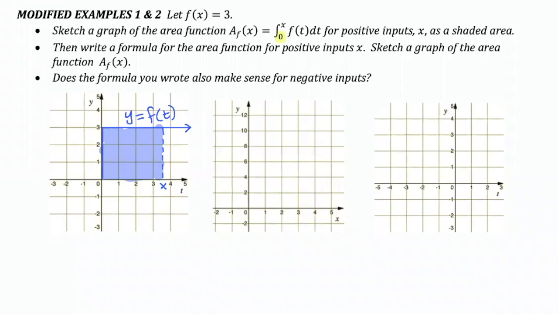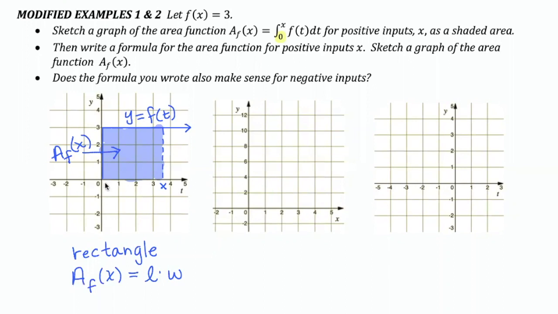Next, I'm supposed to write a formula for the area function for these positive inputs of x. And then on the next graph, I'm going to sketch a graph of that function. So this shaded area is my area function. So what shape is created by this function? Well, it's a rectangle. So I'm going to be using the area formula for a rectangle to write my area function. And of course, it's length times width. Now, the length of this rectangle, if I call that the bottom side, is going to change in size. As x is bigger, it takes on a bigger value. As x moves smaller, it's going to be smaller.